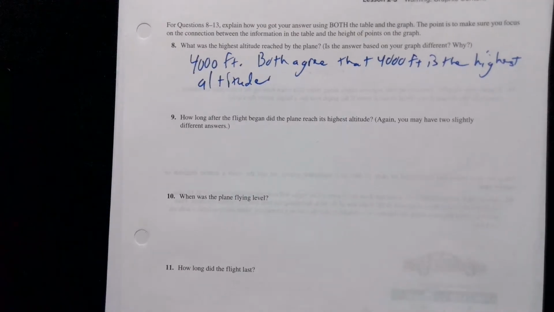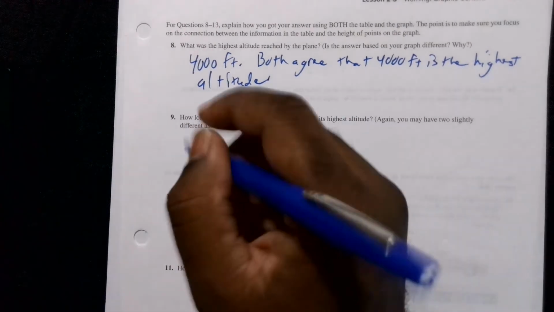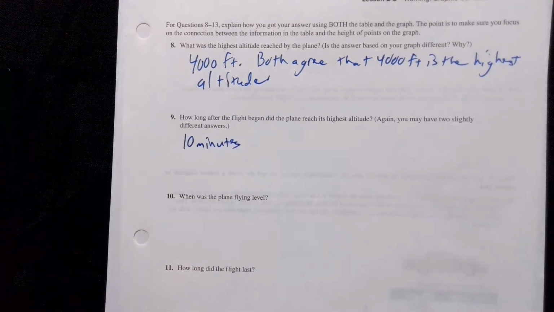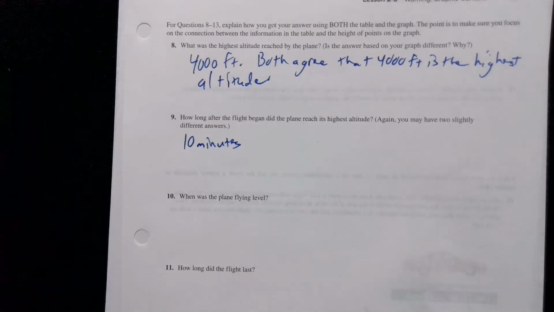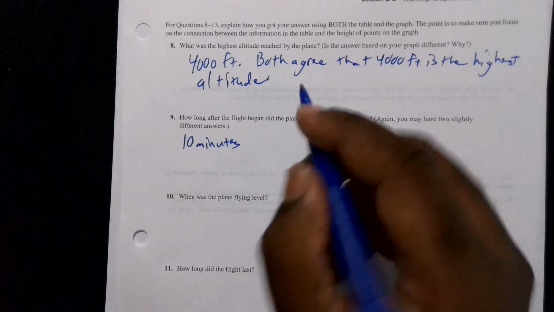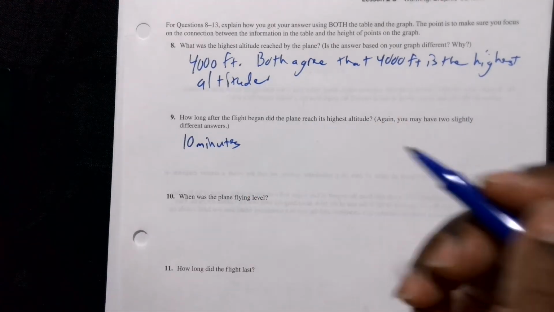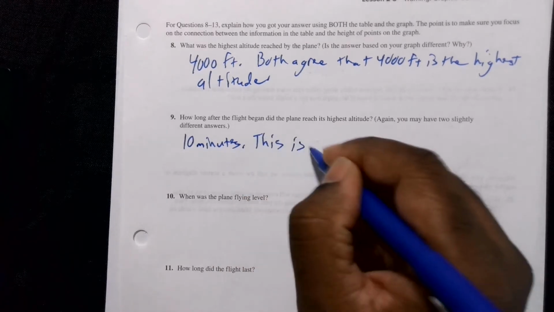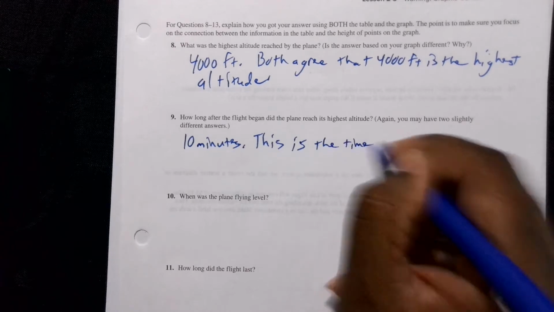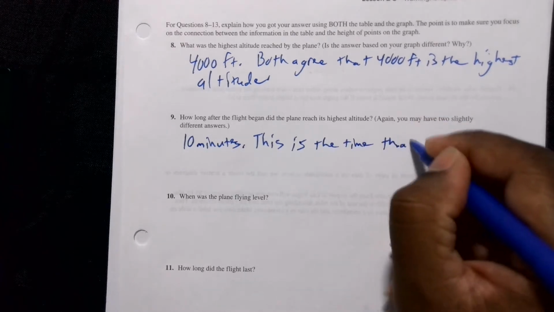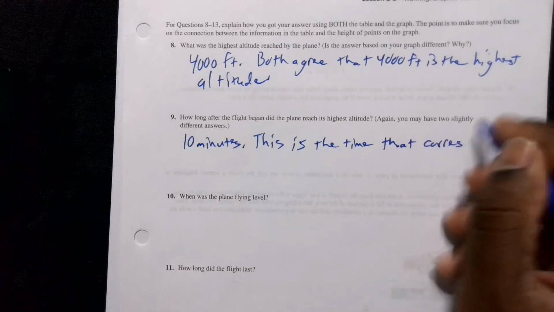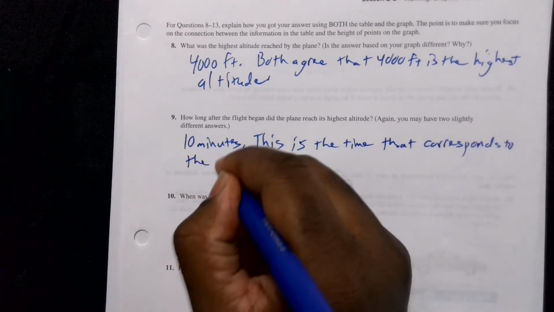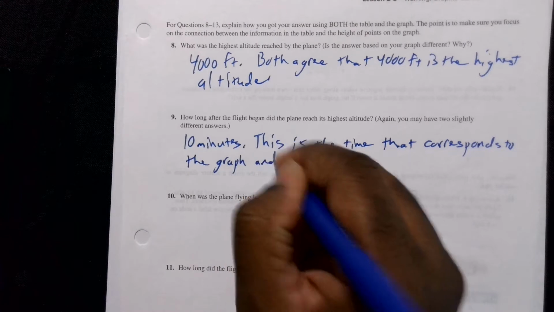How long after the flight began did the plane reach its highest altitude? That would be 10 minutes. Because remember, the ordered pair was 10, 4,000, and then on the graph it was at x-axis was 10, y-axis was 4,000. So it was 10 minutes, and this is the time that corresponds to the graph and the table.